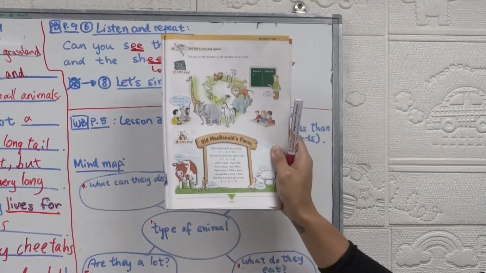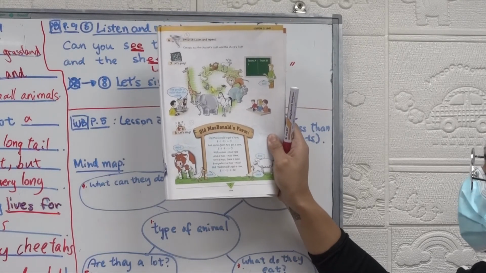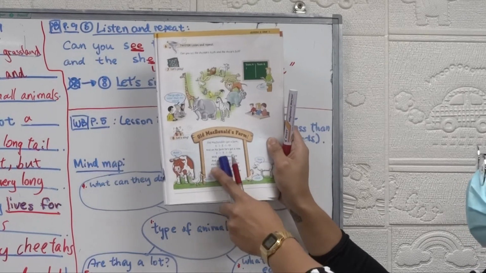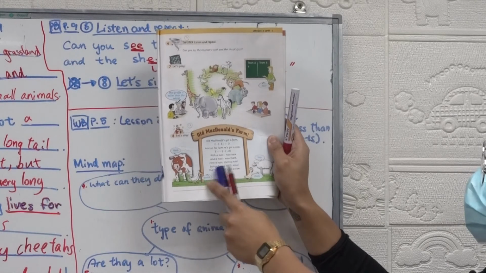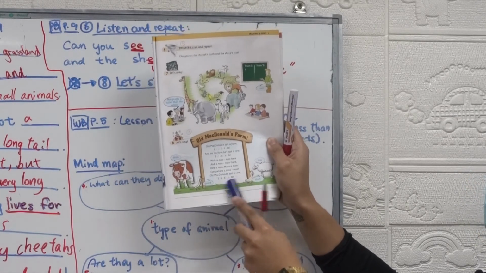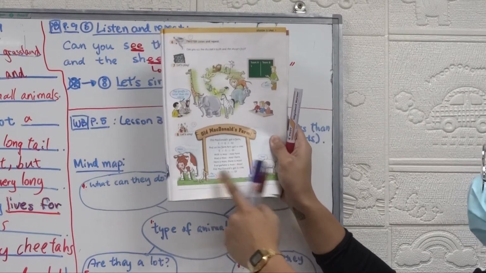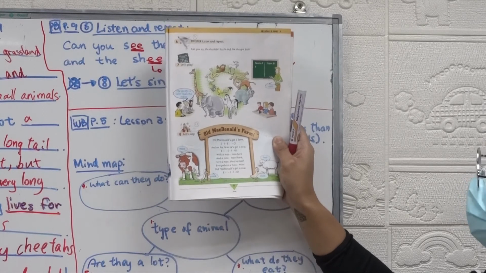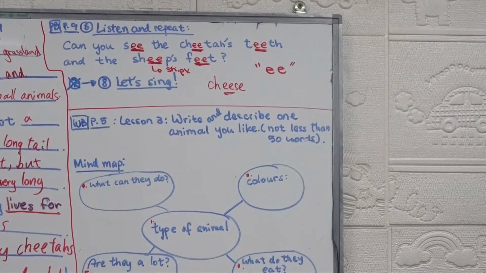So Old MacDonald's got a farm, E-I-E-I-O. And on his farm, he's got a cow, E-I-E-I-O. And what sound do they make? With a moo-moo here and a moo-moo there. Here a moo, there a moo, everywhere a moo-moo, right? And then again, Old MacDonald's got a cow, E-I-E-I-O. So we'll try to sing that together and we will change the animals. All right, let's listen carefully, and sing together.